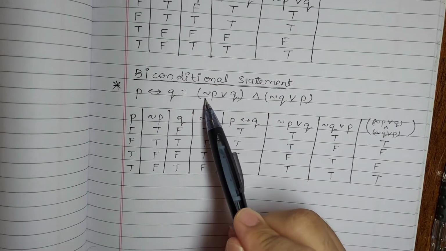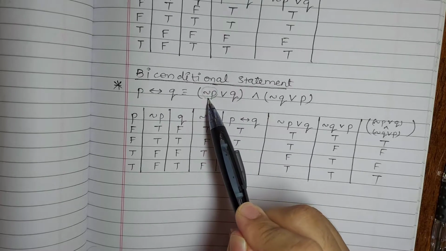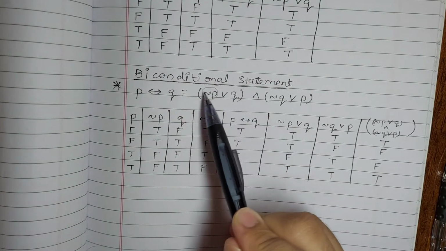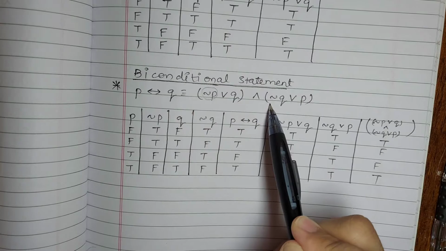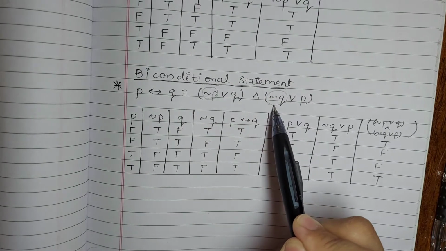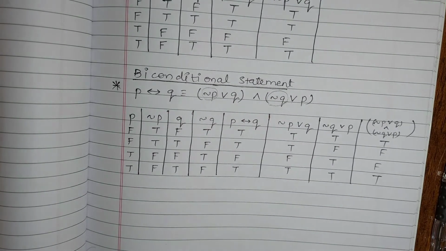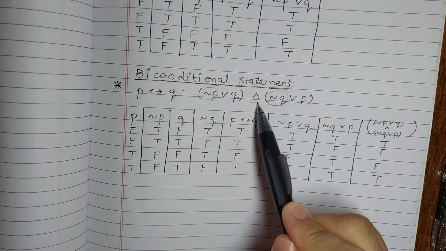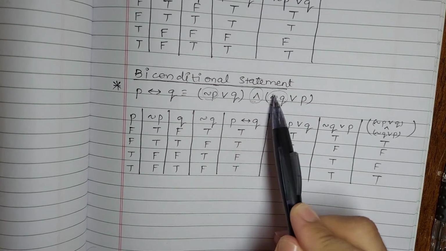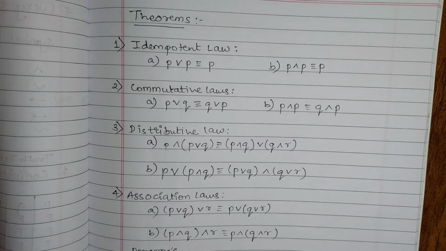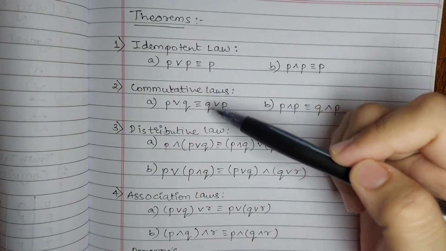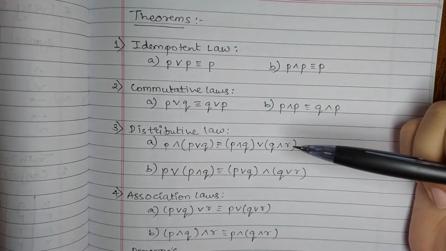Here also, the negation is just of the P element and not of the entire bracket, and even here the negation is of just the Q element and not the entire bracket. But remember that there is this AND operation between these two operations. Okay, so the next part is the theorems, where we will learn some theorems which will make the sums simpler.